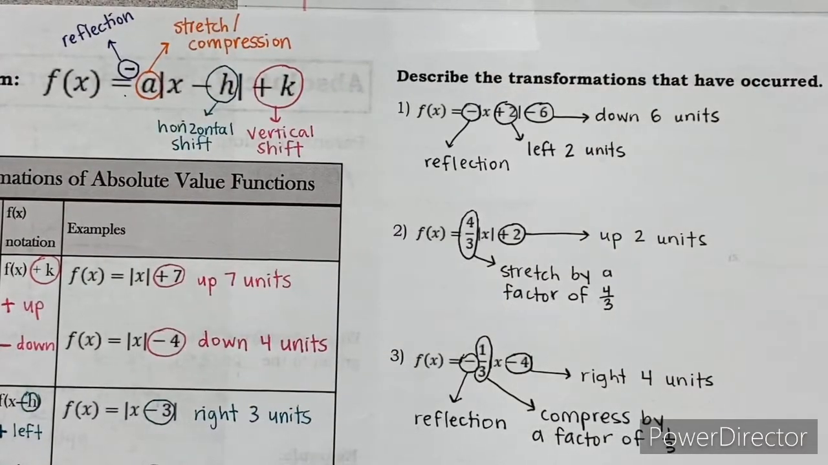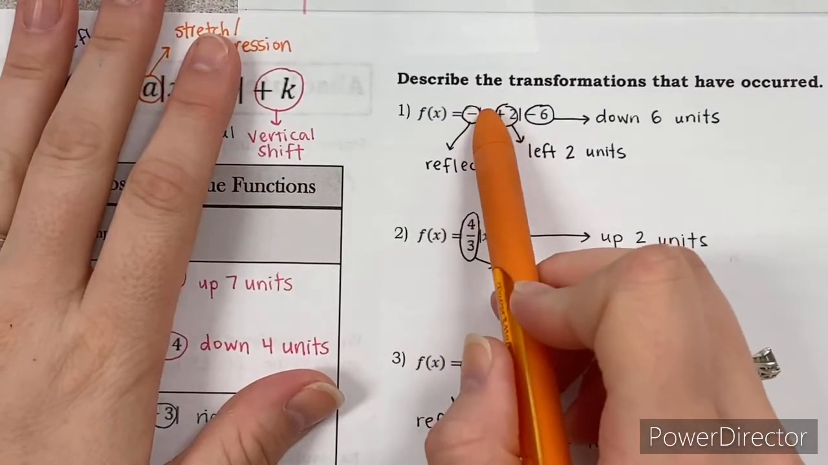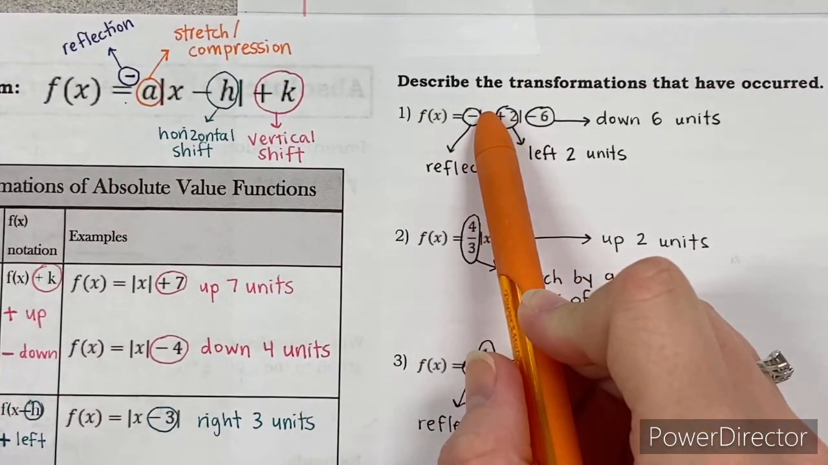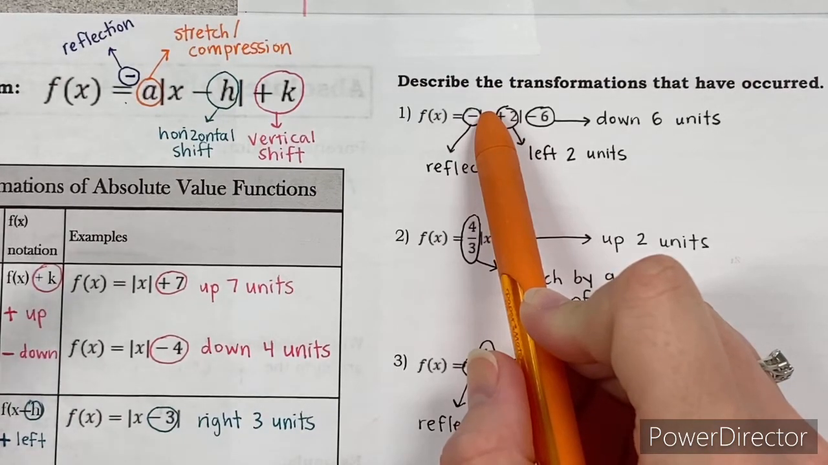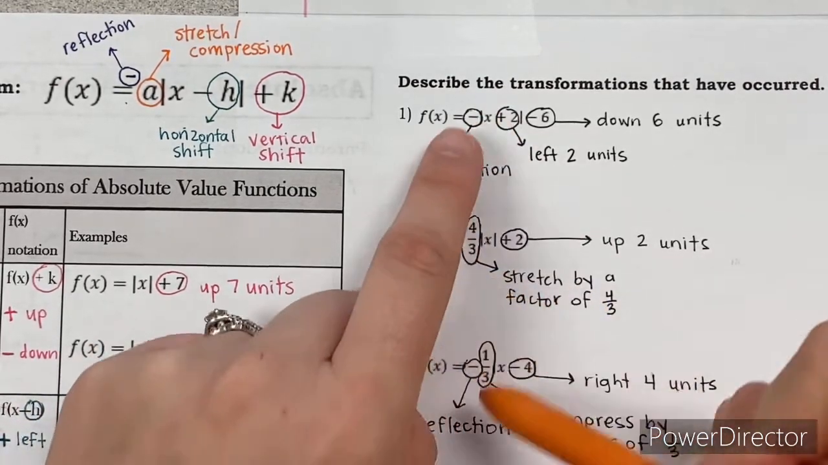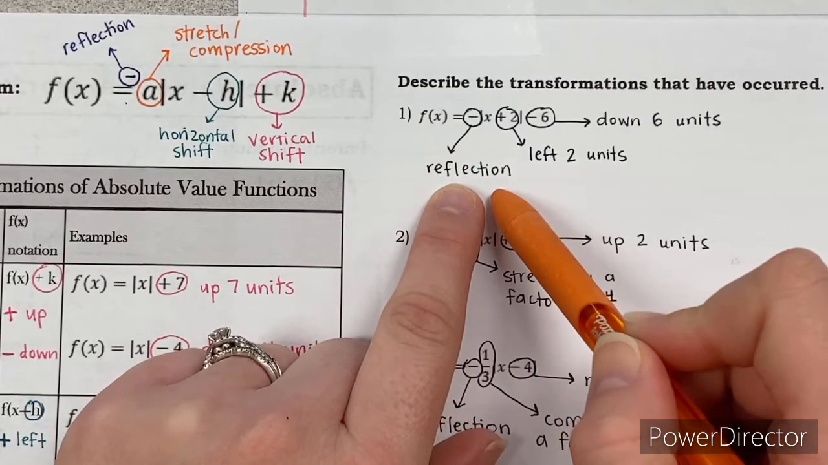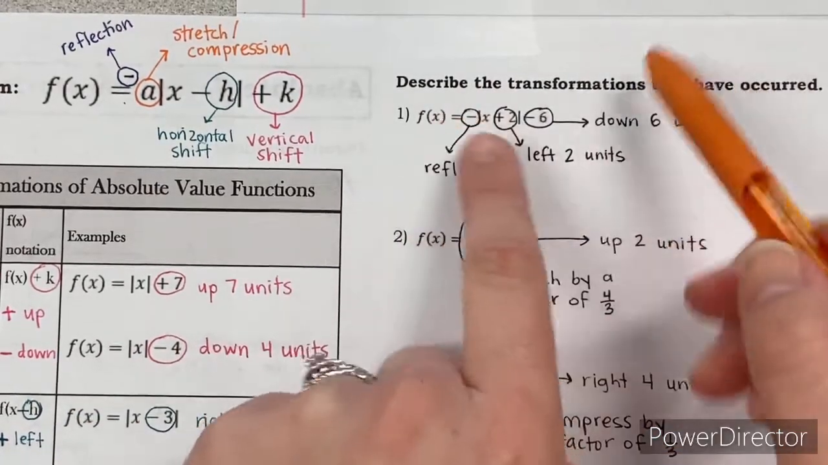Here is number 1 for you guys. So again, I just covered up the X, and then I circled all of the other things that were there, so that way it would be easy for me to spot and then talk about what they actually do to my graph. So that negative, reflection. Remember, negative has one job and one job only. Reflection, done with it. Move on.